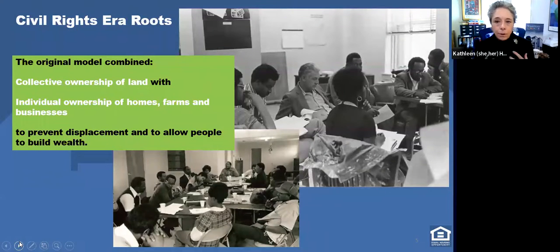And that model is a genius, anti-racist, multicultural model that has stood the test of time as being a great tool to continue to prevent displacement and allow people to build wealth through ownership, even though the reasons for displacement have changed depending on where the community land trust is. There's no longer wholesale displacement of people for social justice reasons like that. It's more gentrification and development in communities that causes that displacement.